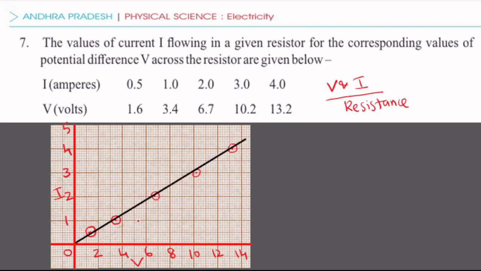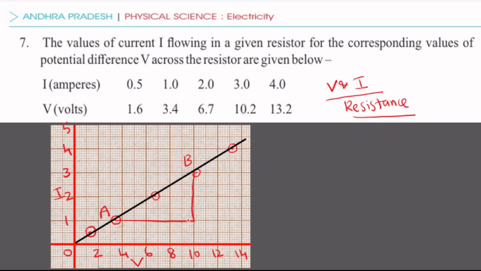So after plotting the given voltage and current values, we get the graph like this. We get a straight line. From here we have to find the value of resistance. But to find the resistance, we have to find the slope of this graph. For the slope, let us assume one point here, point A, and another point B. We can take any two points, and the slope we have to find in this way.